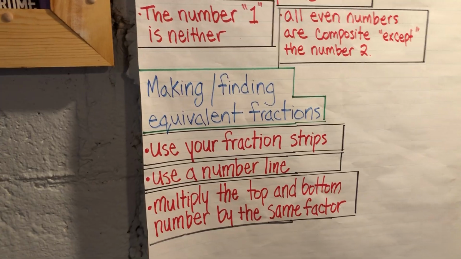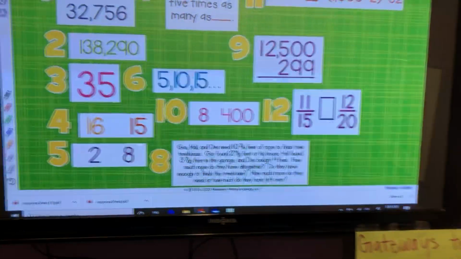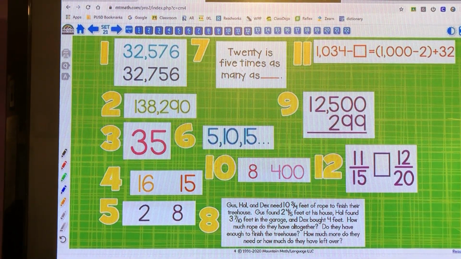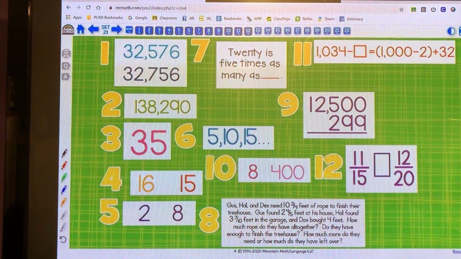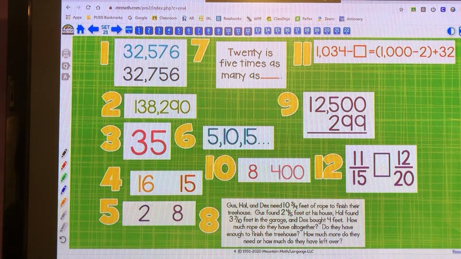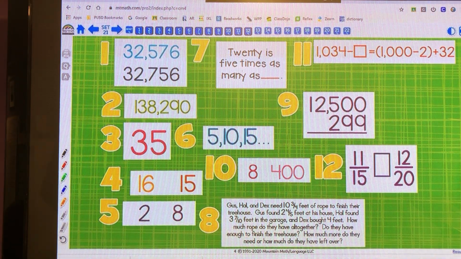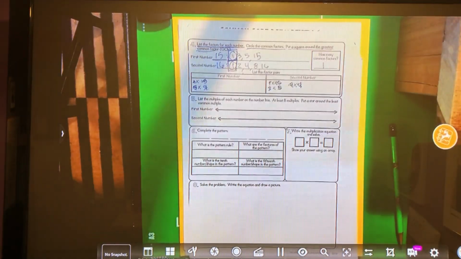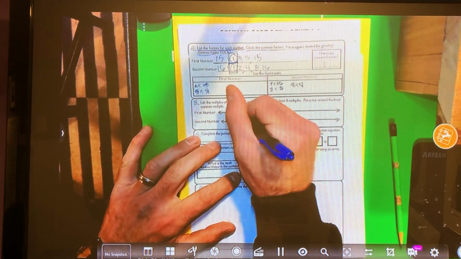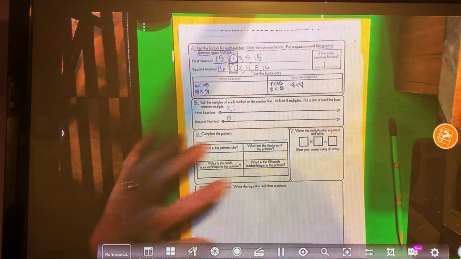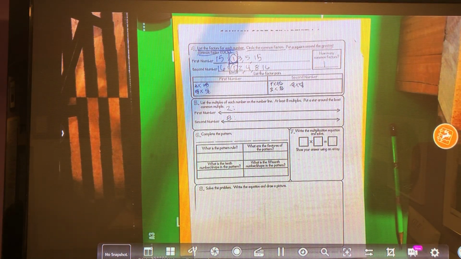Okay, so this is where we left off. There's some great problem solving within the skills of fractions. Okay, number 5, our numbers are 2 and 8. So we are going to switch back over. We have the numbers 2 and 8. List the multiples of each number on the number line.